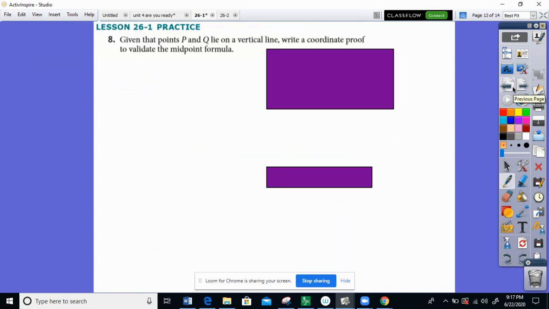All right, last one. Now this is really going to help you on number 1 on your homework. I'm just telling you. So if you get stuck on the homework, feel free to come back and look at this. Given that points P and Q lie on a vertical line, write a coordinate proof to validate the midpoint formula.